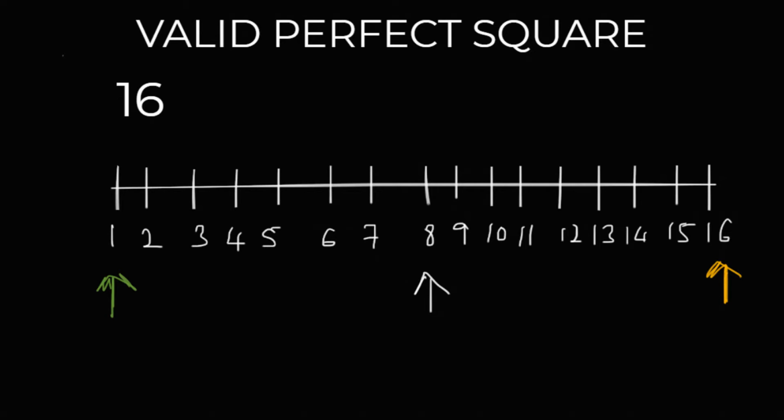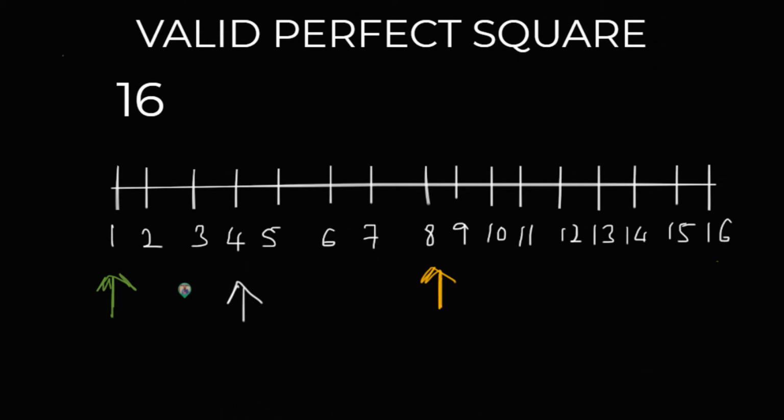Now that we're at 8, we can multiply 8 by itself to see whether the answer equals 16. So we do 8 times 8, and that would be 64, which is not equal to 16. The answer we get when we multiply 8 by itself is greater than 16, which means the number that we're actually looking for should be less than 8. So we search the left side of the number line because we know that we're going to find smaller numbers. We move the right pointer to the median index, which is 8, and then we calculate a new median index, and that would be 4.